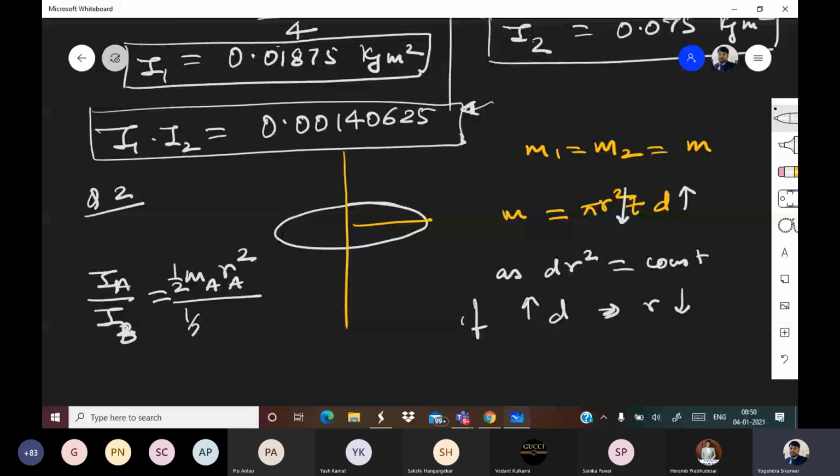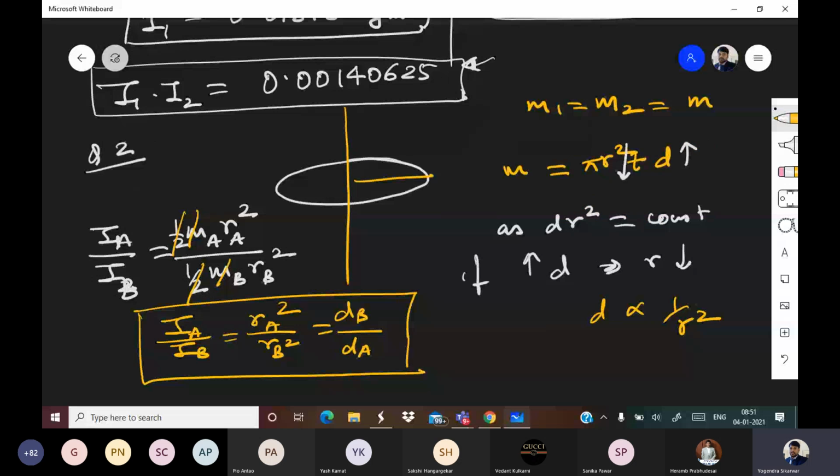D is inversely proportional to R square. So that will be dB upon dA. So basically the one for which density is more, moment of inertia will be less. Understood, Sam? Yes, sir, understood. Good, Sam.